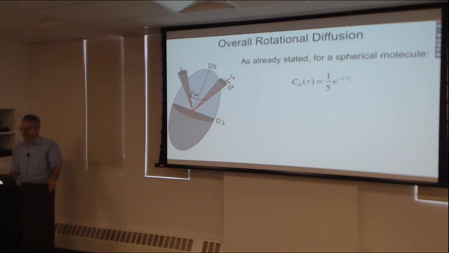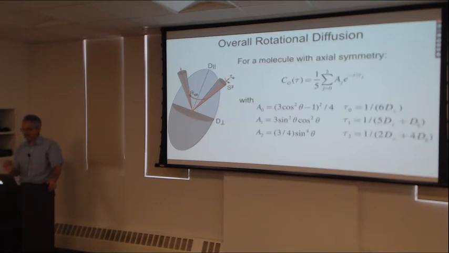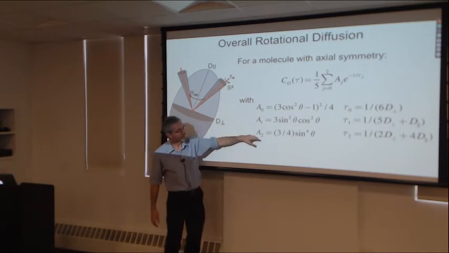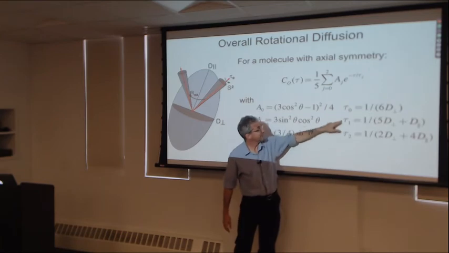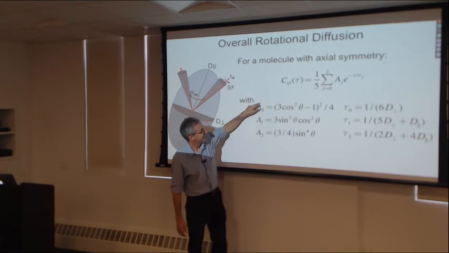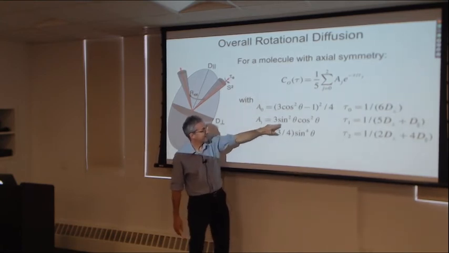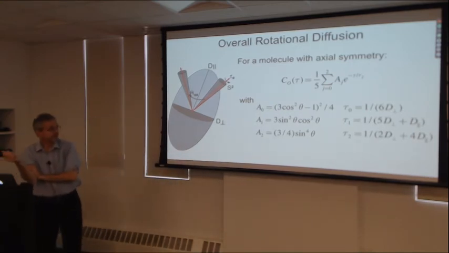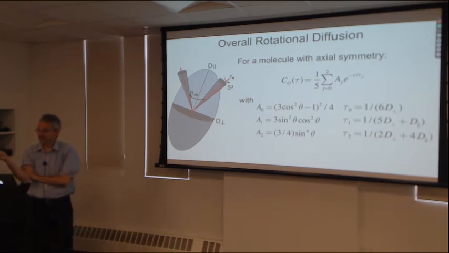So we already did the spherical molecule. And for a molecule with axial symmetry, the problem is relatively easy to solve. You end up with three different rotational correlation times. The correlation function has three exponentials, and those exponentials are weighted depending on the orientation that the particular bond makes or interaction makes in the laboratory frame.